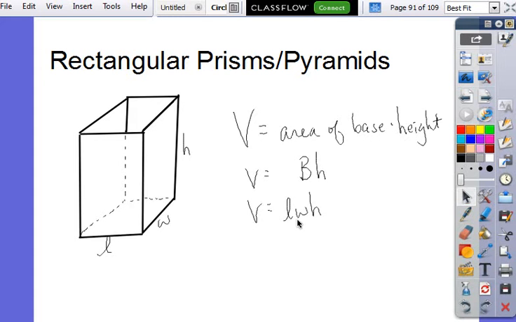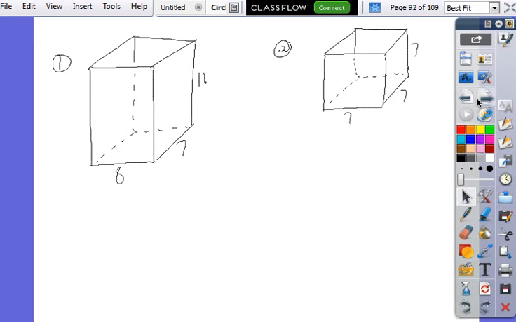Going back through these, rectangular prisms are just base times height. What does that capital B mean? The bottom, the base, which in this case is length and width. You throw in the height, you got your volume. So when I do this first one, it would just be length, width, and height, 8 times 7 times 11, which was 616.